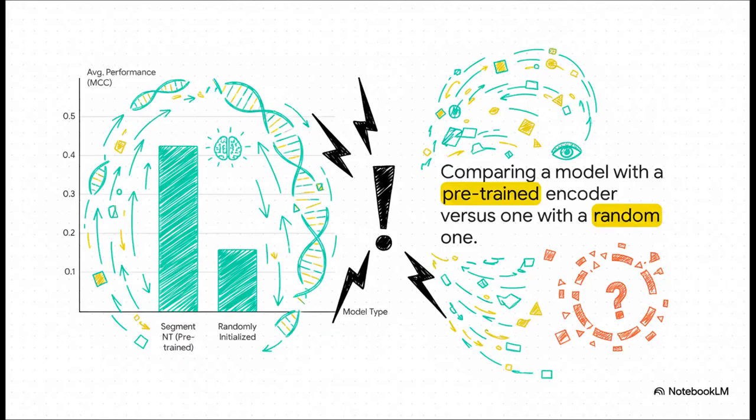And you don't even have to take my word for it, you can see the difference right here. On the left, that's the performance of SegmentNT with its pre-trained brain. On the right, that's a model with the exact same structure, but without that pre-training. I mean, the performance gap is just massive. It's not a small tweak, it's a completely different level of understanding.